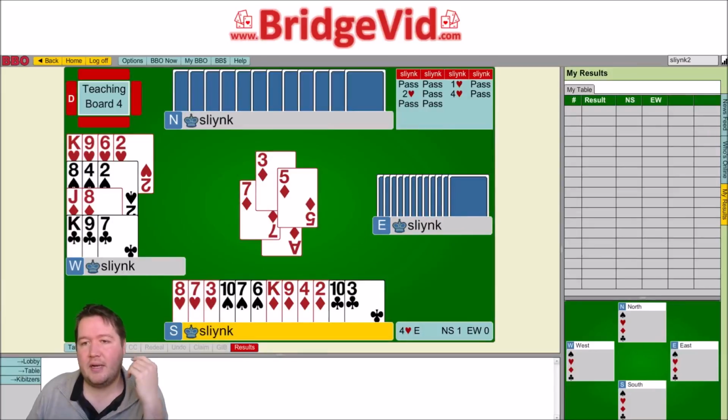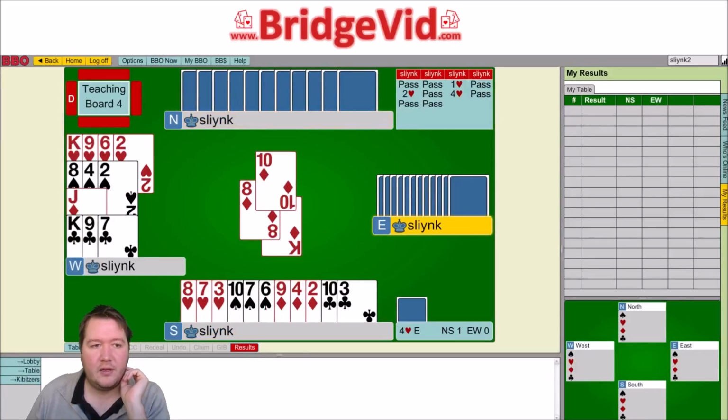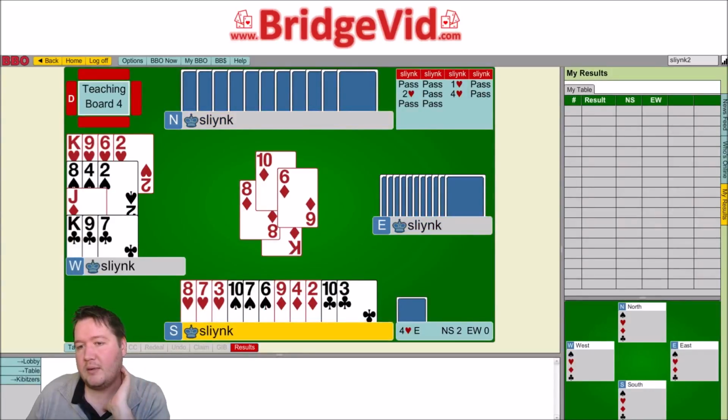If partner plays the 3 of diamonds, that would typically say they like diamonds, in which case we can play king of diamonds, and here we don't know what's going on. Our partner played the 3 then the 10.